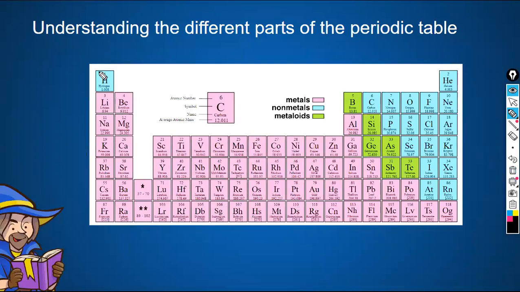The first group, not counting hydrogen. Remember, hydrogen is not really a real metal. Anybody remembers the name given to group 1, excluding hydrogen? What's the name given to all the metals found in group 1? Let's see how much you can remember from school.